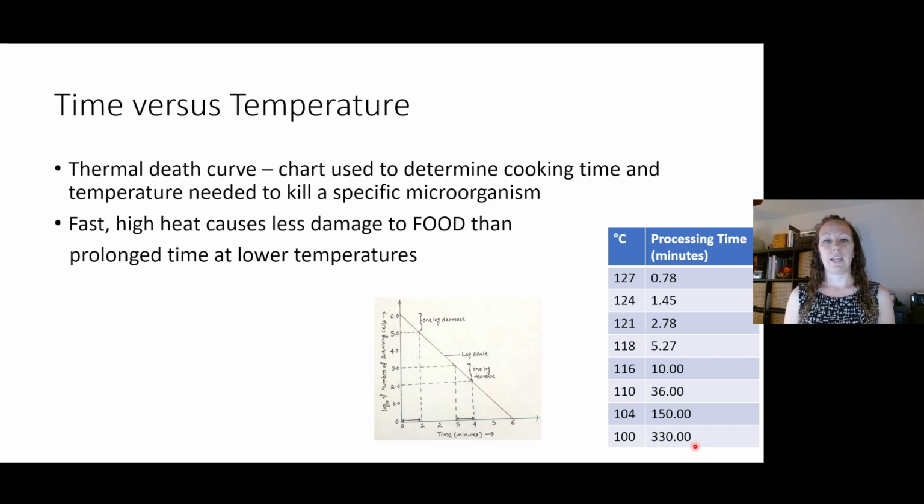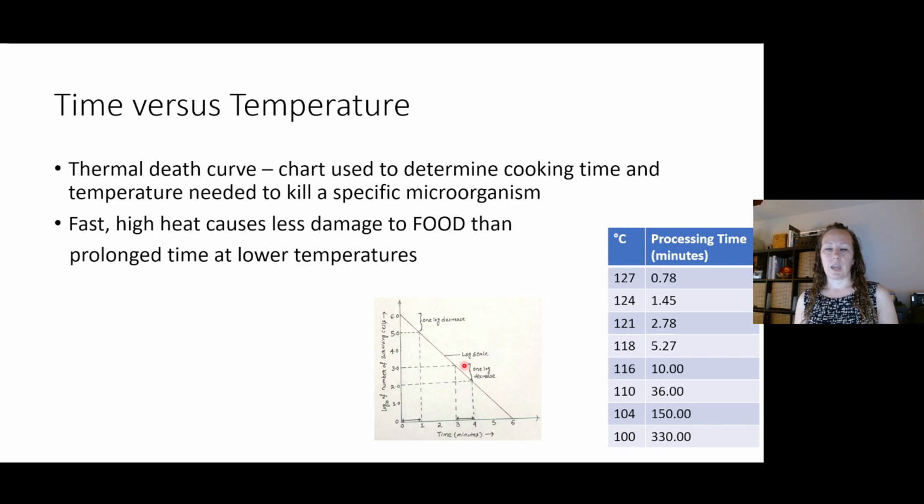So if I need a 10 log reduction, then I would look for that not on this particular graph, but on this graph, and think, okay, that is the time-temperature combination I need for that temperature. If I only needed a 2 log reduction, then I would find it right there on the graph, right?